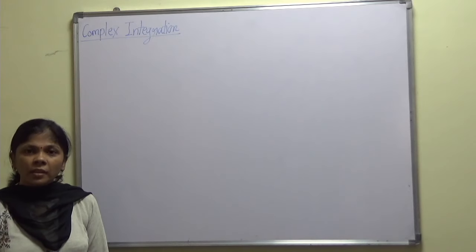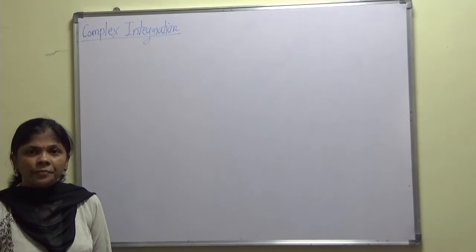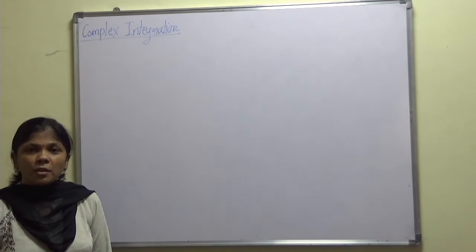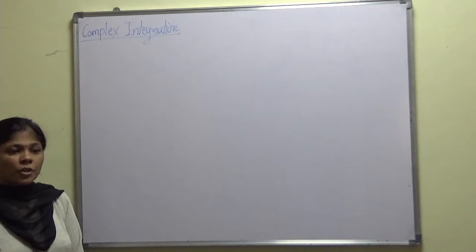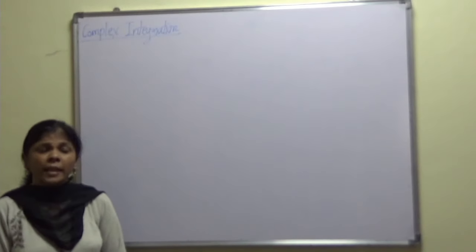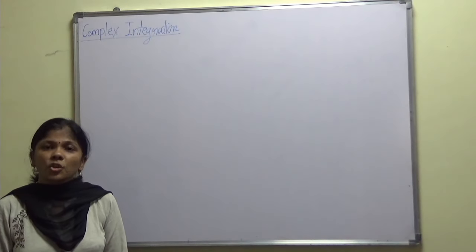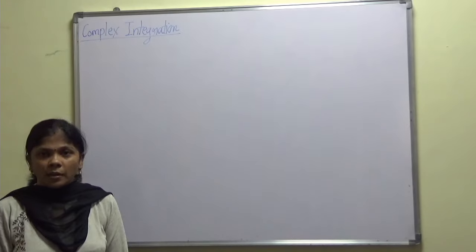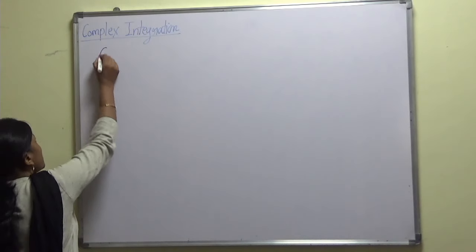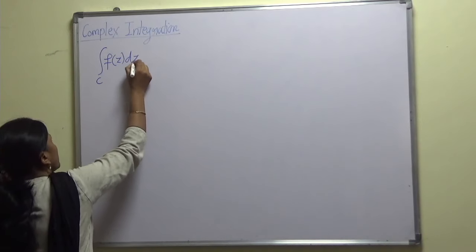So let us begin. Before solving the example, let us recall what Cauchy theorem is. Cauchy theorem is a theorem in which, when a function is analytic inside and on the boundary of C, then the integration of such a function is always 0. That is, the integration over C of f of z dz is 0.